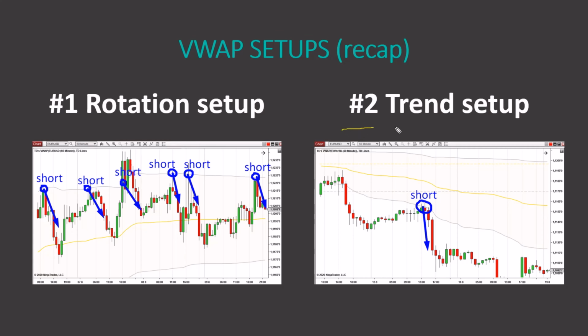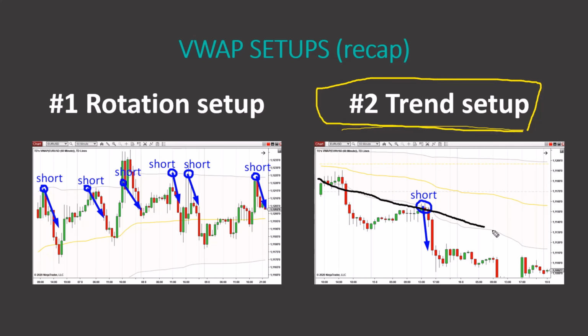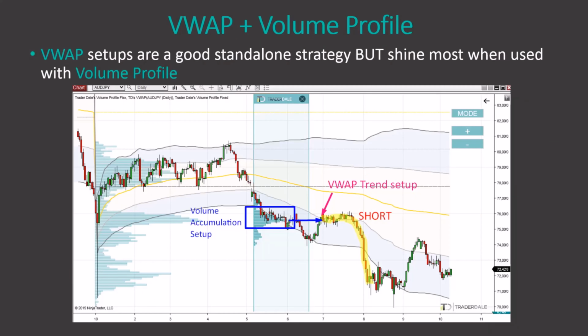Now, trend setup. You use this one when there's a trend. In this picture, there's a downtrend because the first deviation is moving downwards. What you are waiting for is a pullback. When the price touches the VWAP, you enter a trade, you enter a short in the direction of the overall trend. Oh, this brings me to the next part.